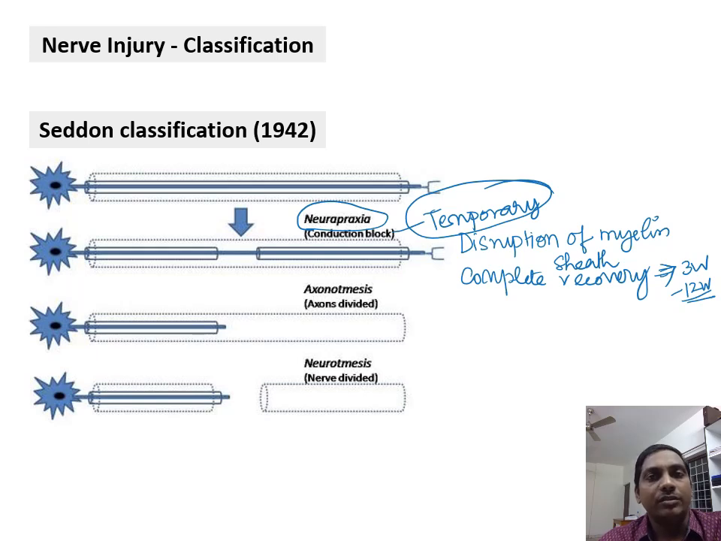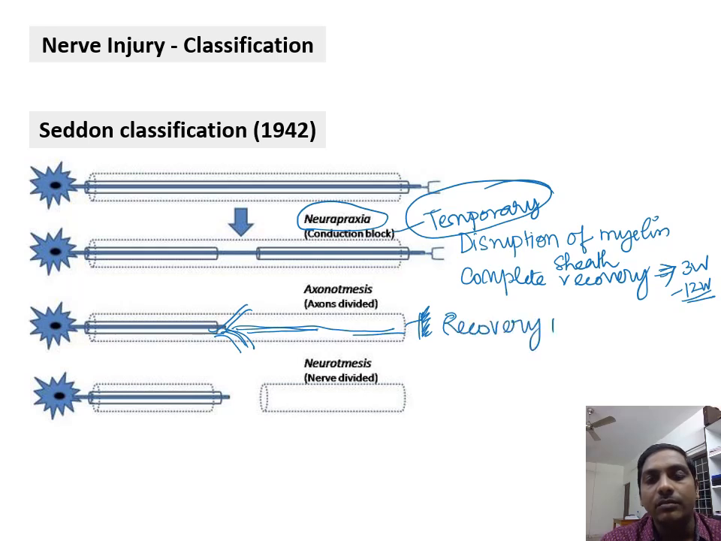The second type is called axonotmesis. Axonotmesis is nothing but the axons are divided. As we discussed earlier, the part of the nerve that is distal to the site of injury will undergo Wallerian degeneration, and the proximal end will cause sprouting of axons. With the help of neurotrophic factors, finally the nerve will be formed and it will reach the muscle end plate. So here also the recovery is complete, but it will take a longer time.